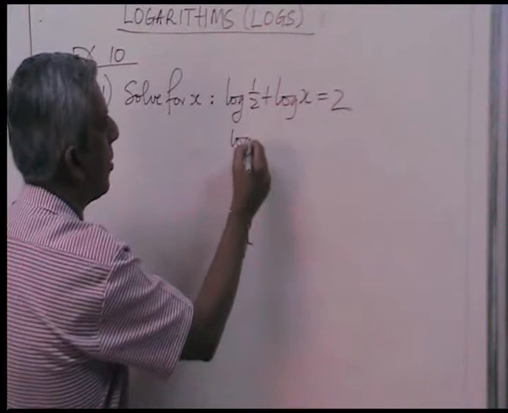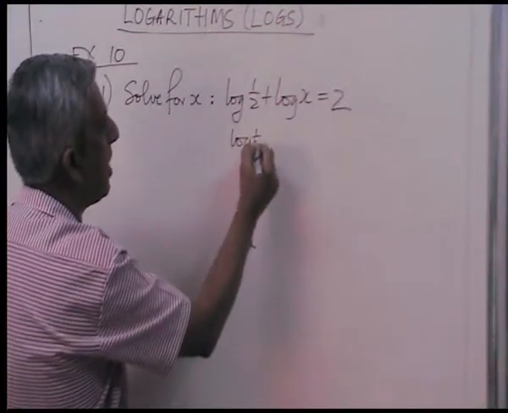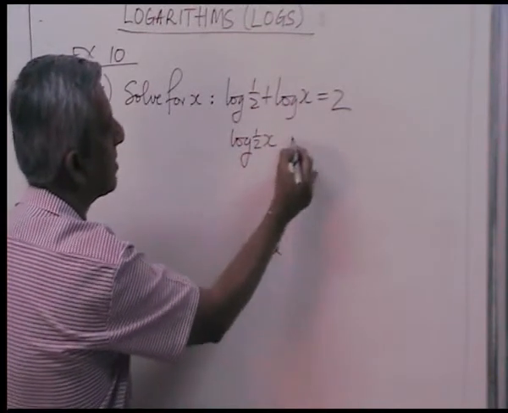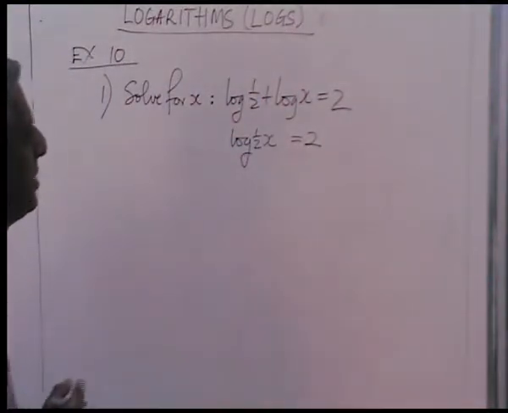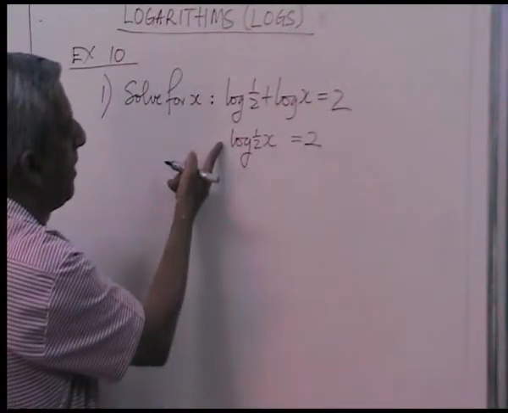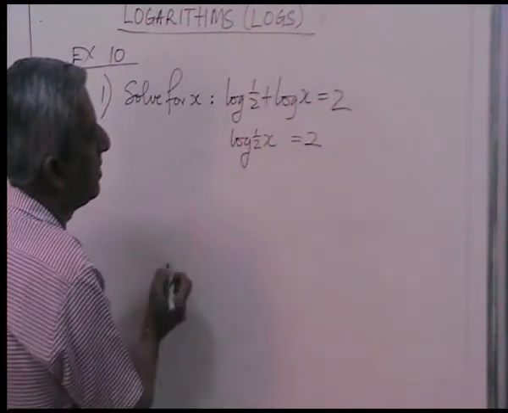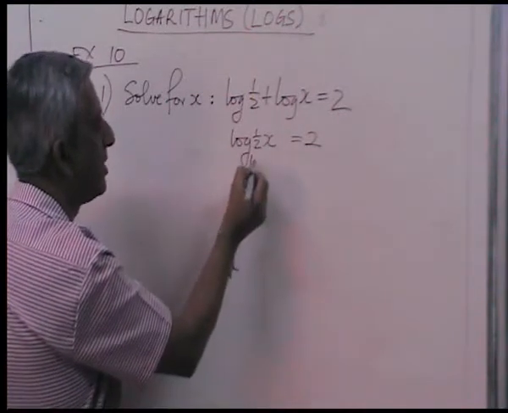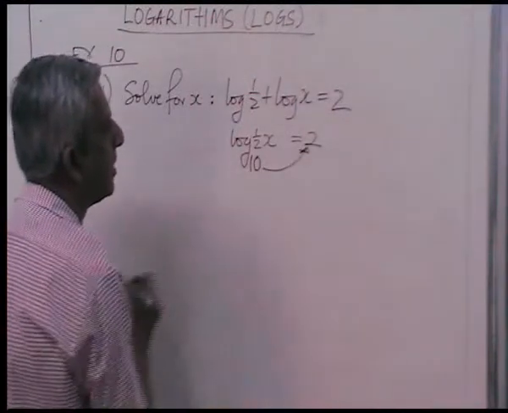Well, we'll use the log a plus b rule, which means I can multiply this 2 by half times x. Half times x is half x, which is equal to 2. Now I'm ready to change this to index form. But the base is not written here. Well, the base is understood to be 10, so I'm now writing it down.